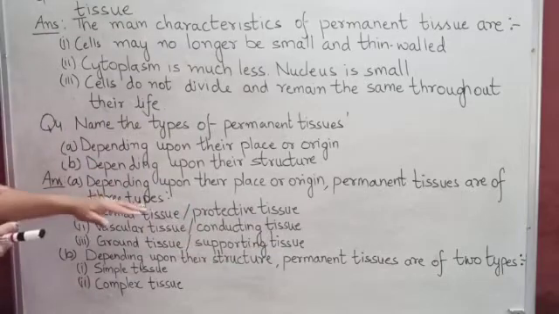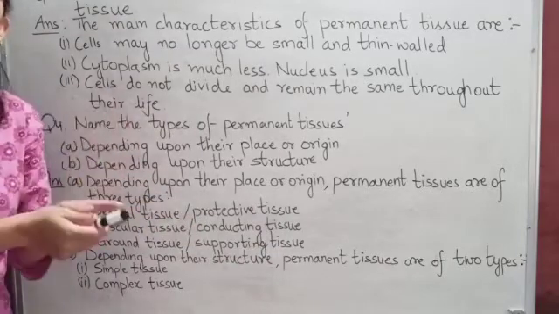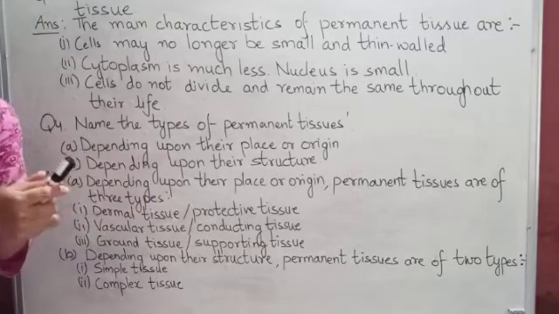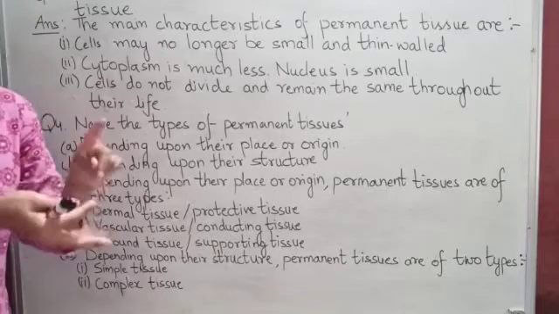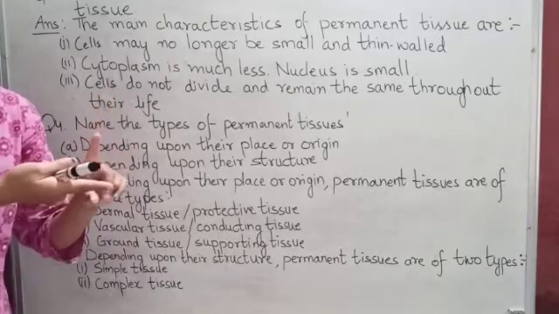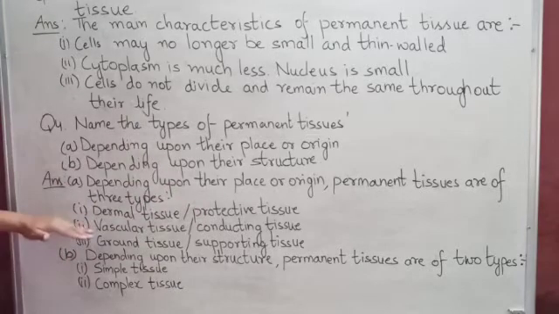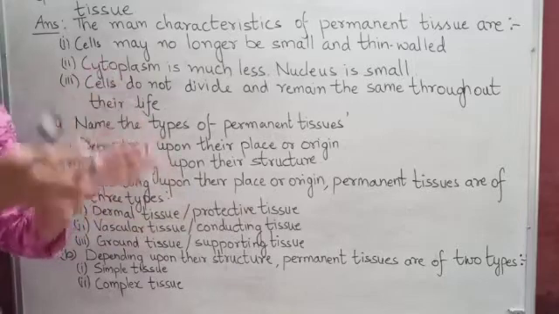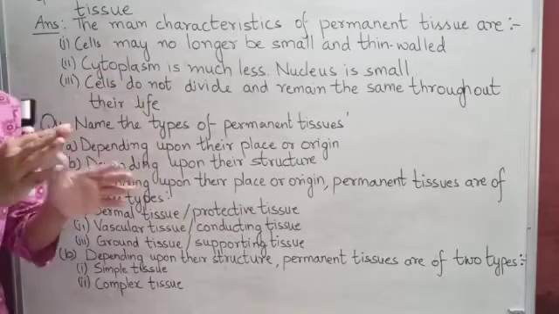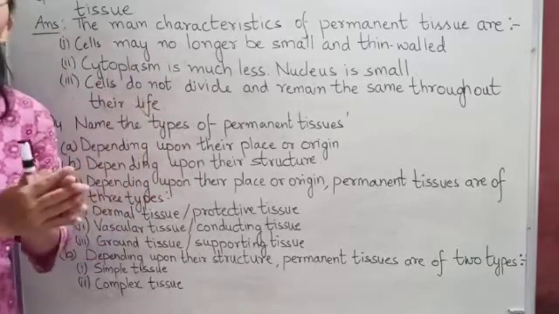Now, dermal tissue, protective tissue, is the tissue which is present in the outermost layer of the plant. And they are mainly found in the outermost layer of stems, roots, fruits, flowers, etc., and their branches. Now the vascular tissue or conducting tissue helps the plant in conducting or transporting food and minerals to all the other parts of the plant.